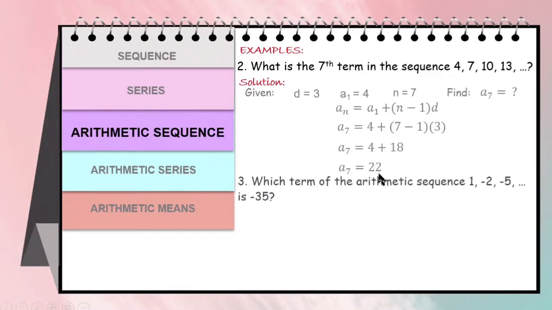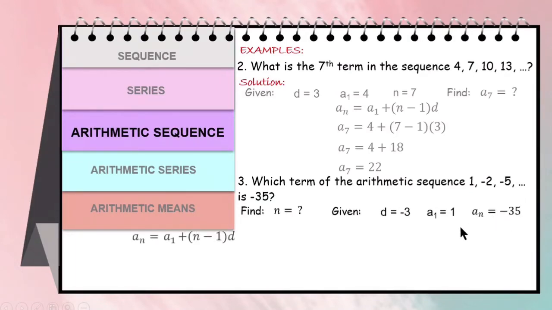Number 3. Which term of the arithmetic sequence 1, -2, -5, and so on is -35? In this problem, tinatanong kung pang ilang terms sa -35. So we are looking for the value of n. Given D, which is -3, the common difference. -2 minus 1 is -3, -5 minus -2 is also -3. That is why the value of D is -3. The first term, A sub 1, is 1, and the last term, A sub n, is -35.